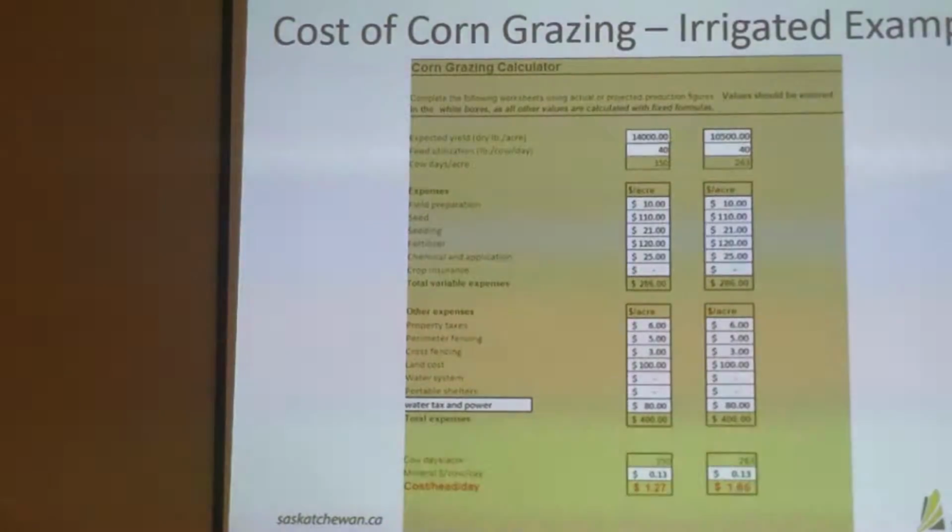Another thing we need to do, of course, with corn is add some mineral to that ration when we're grazing, so another 13 cents an acre. Then you can see at the bottom here, it works out your cost per head per day. For this irrigated example, we're looking at $1.27 to $1.65 per head per day. We see lots of people will supplement cows when they're corn grazing, so that would be added cost that you would have to add into this.